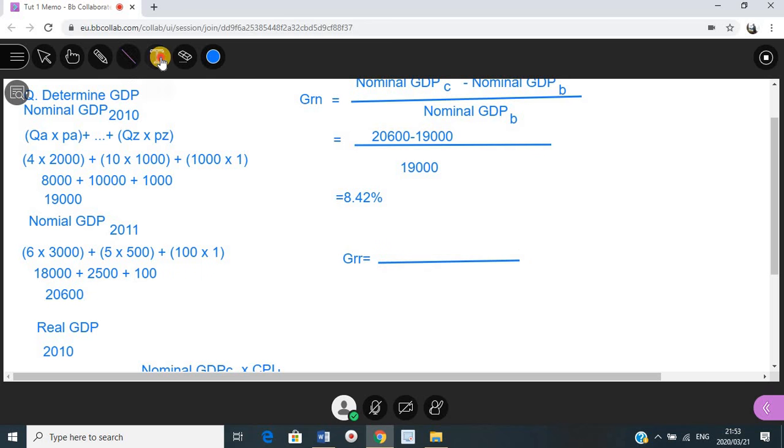Very good. This is going to be equal to 17,116.67 minus 16,379.31 divided by 16,379.31. This should be equal to 4.1%.